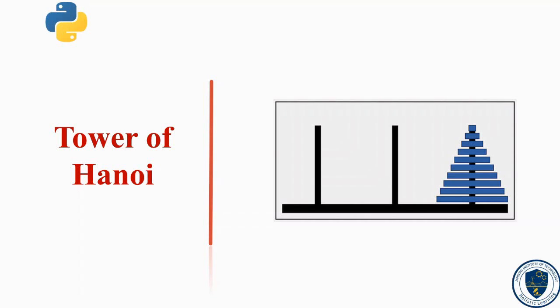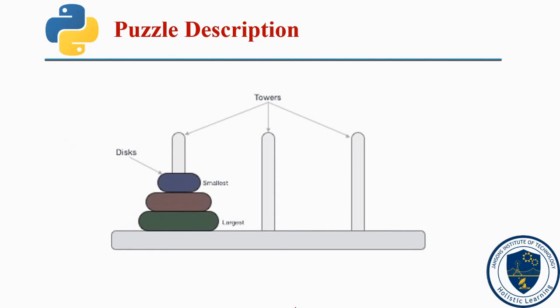Welcome back. In this video, we will solve the puzzle Tower of Hanoi and develop an algorithm, pseudocode and flowchart for the same. Tower of Hanoi is a mathematical game or puzzle that was invented by the French mathematician Edouard Lucas in 1883.